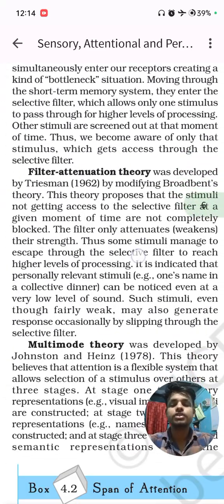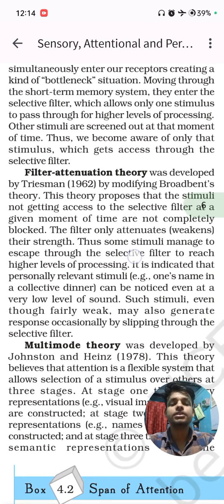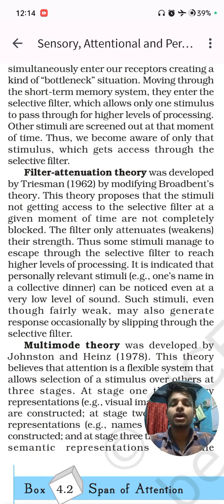many stimuli enter our receptors, creating a kind of bottleneck situation while moving through the short-term memory system. They enter the selective filter, which allows one stimulus to pass through for a higher level of processing. Other stimuli are screened out at that moment of time. Thus, we become aware of only the stimulus which can get access through the filter.